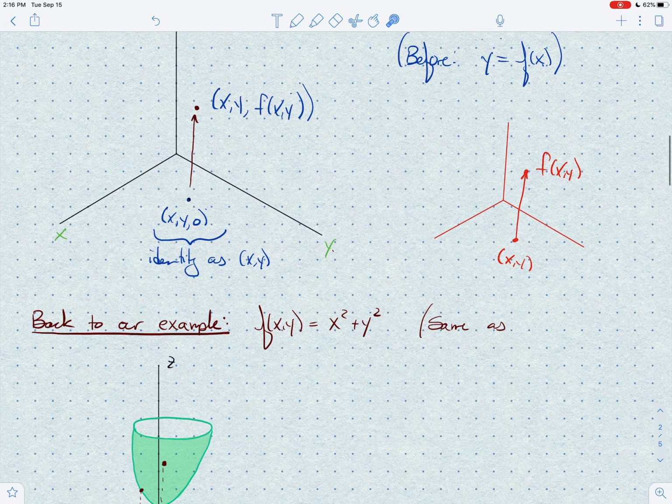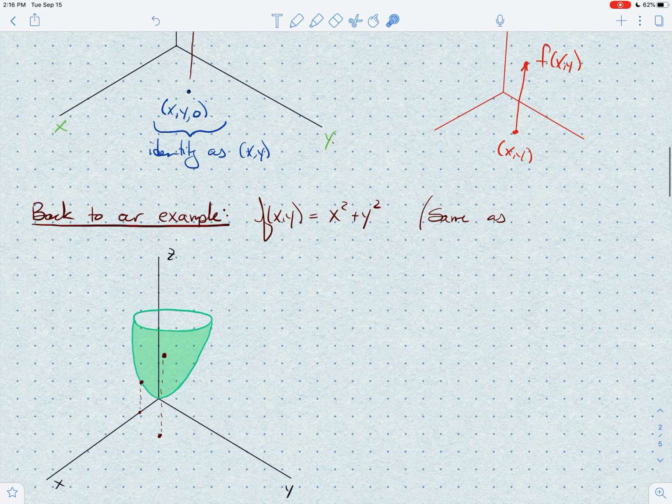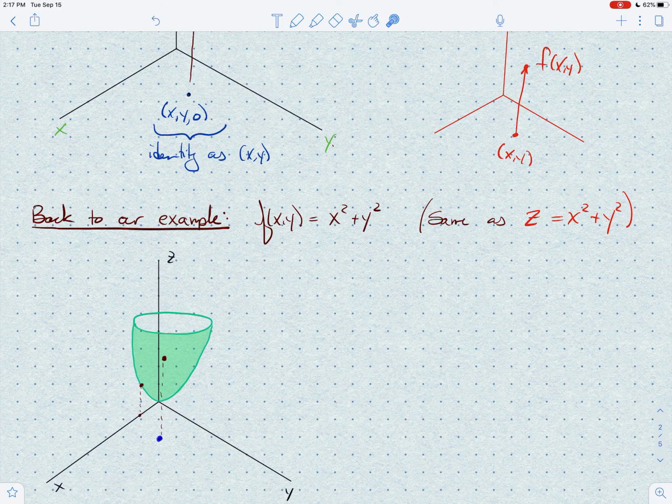Okay, so let's go back to our example. We started with this function f of x, y is x squared plus y squared, and now that we realize that f of x, y, we should think about that as z. This is the same as z equals x squared plus y squared. Well, we should recognize that. That's a paraboloid opening up. We studied that back in 10.6. And so you can sort of see, okay, here's a point in the xy plane getting mapped to that point on the surface, another point getting mapped to that point on the surface, and so on and so forth. You can sort of see what's happening here.